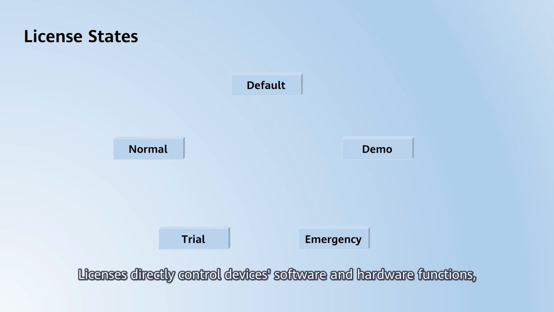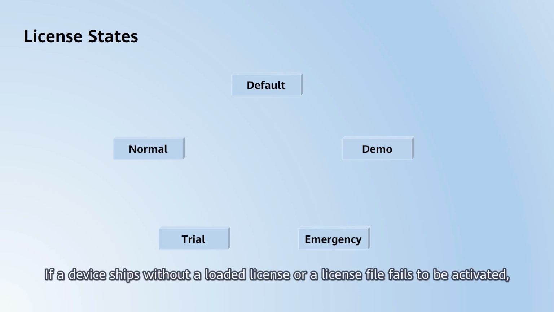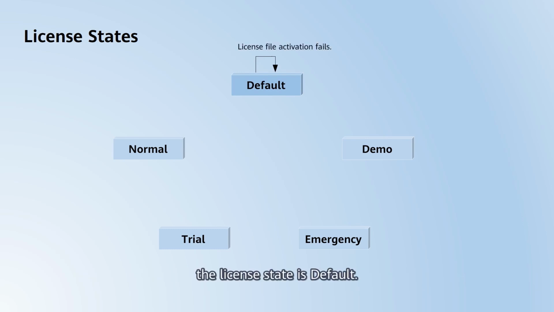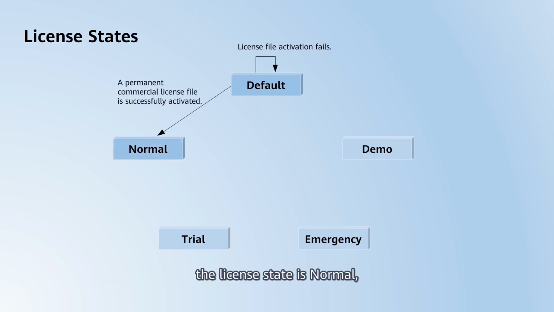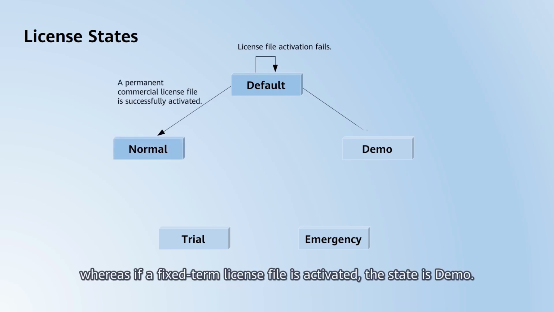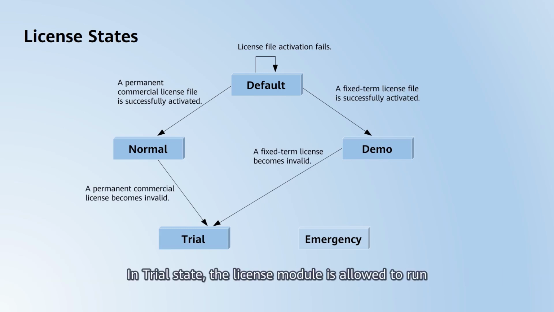Licenses directly control devices' software and hardware functions, meaning that the license states are very important. If a device ships without a loaded license or a license file fails to be activated, the license state is default. If a permanent commercial license file is activated on a device, the license state is normal, whereas if a fixed-term license file is activated, the state is demo. The license state shifts from demo to trial when the fixed-term license becomes invalid. In trial state, the license module is allowed to run based on the authorization strategy in normal or demo state.